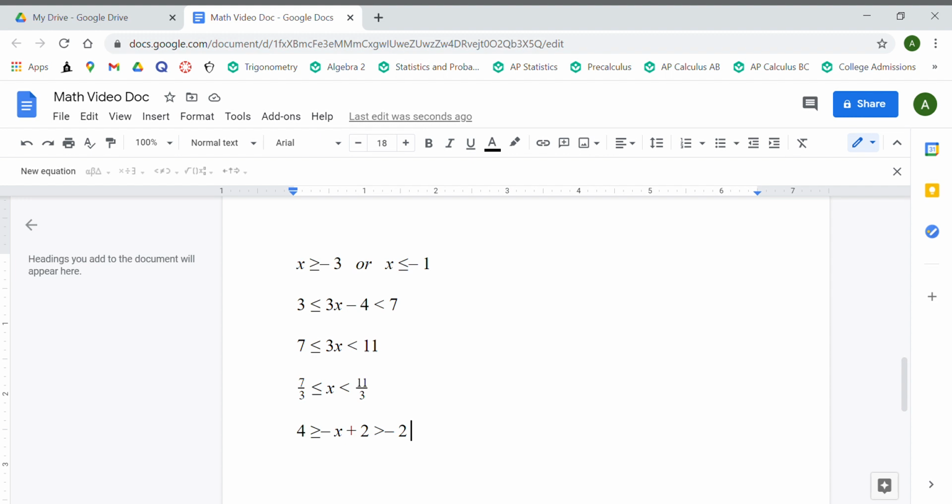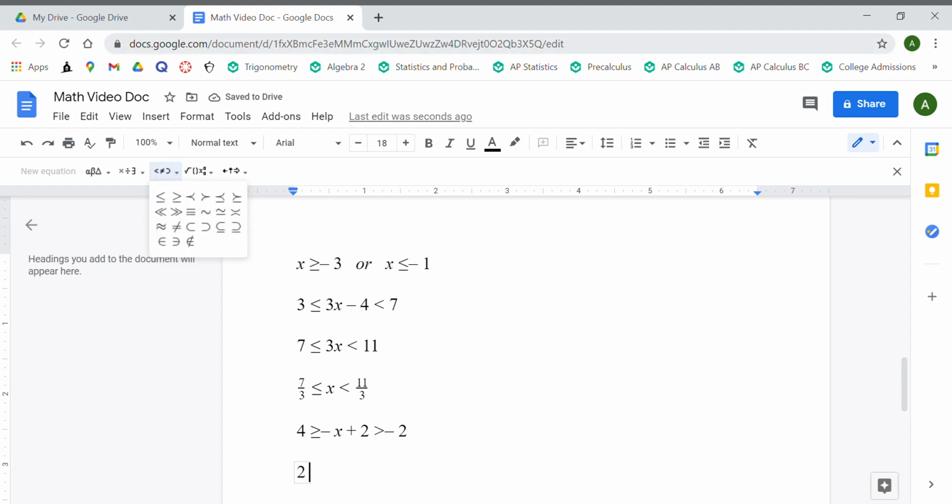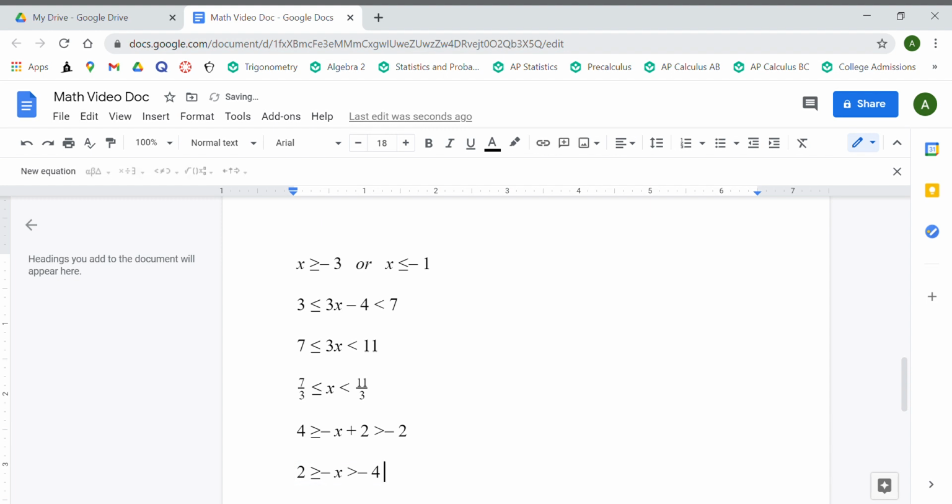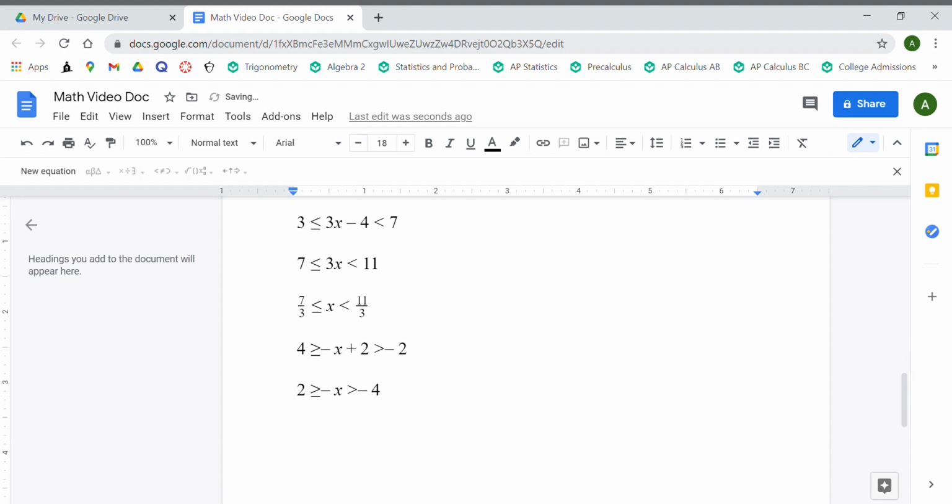Okay then. So we have our inequality here. 4 is greater than or equal to negative x plus 2, which is greater than negative 2. Simple, guys. Subtract 2 on both sides. Negative x is greater than negative 4. Divide each side by negative 1. Remember the catch? Yes. Flipping the symbols still exists when multiplying or dividing by negative numbers.